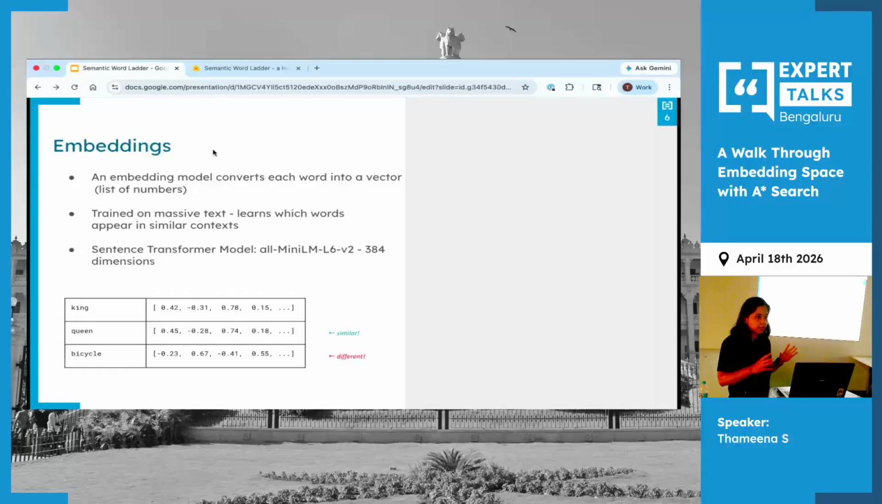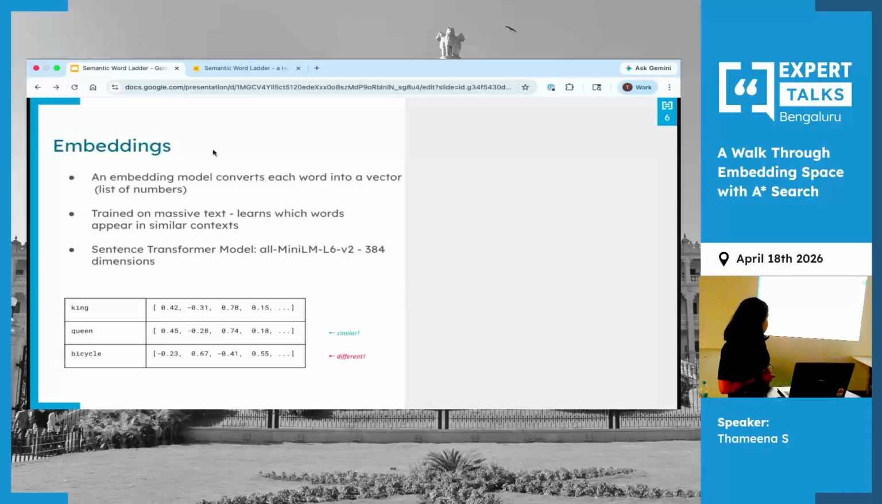So mathematically, it is represented as an array of numbers. It's called a vector in maths, and a vector looks like this. So you can use an embedding model, there are different models out there, to convert a word into an embedding. And let's say you convert king into an embedding, it will look something like this. It's just an array of numbers, called a vector in maths.